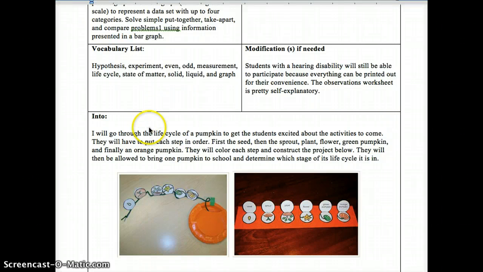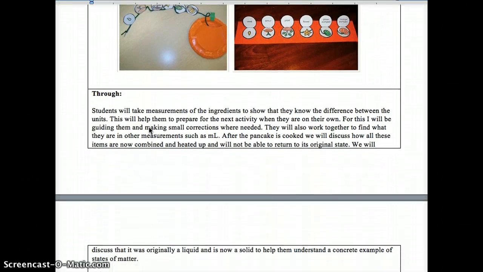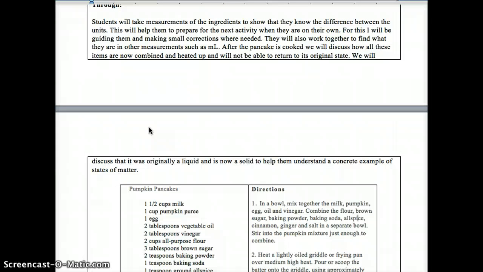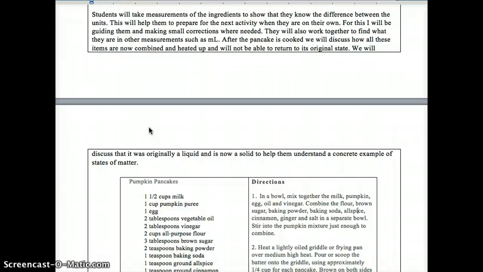And then after that, I planned that for measurements, they'll be making pumpkin pancakes. Now, this is a through in the through section because it does require a lot of supervision with the heat and cooking of the pancakes, so I'll be handling that. But the students will need to be taking the measurements, and this is kind of an informal way of seeing if the students are understanding how to take certain measurements.